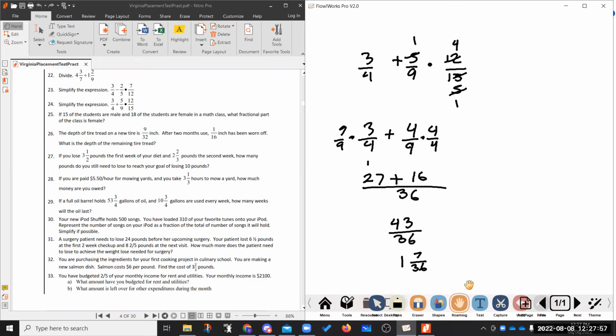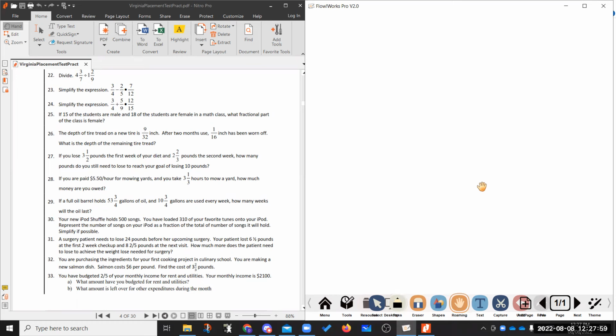Now on to some of the word problems. 15 of the students are male and 18 of the students are female. In a math class, what fractional part are female? There's 18 females out of 15 plus 18, which is 33 total students. That fraction can be reduced though. This is 6 out of every 11 students is female.